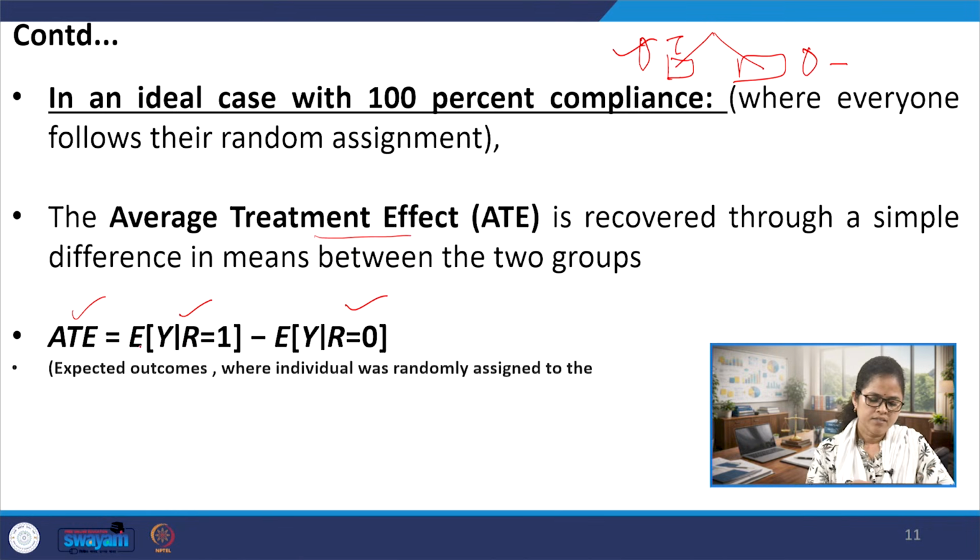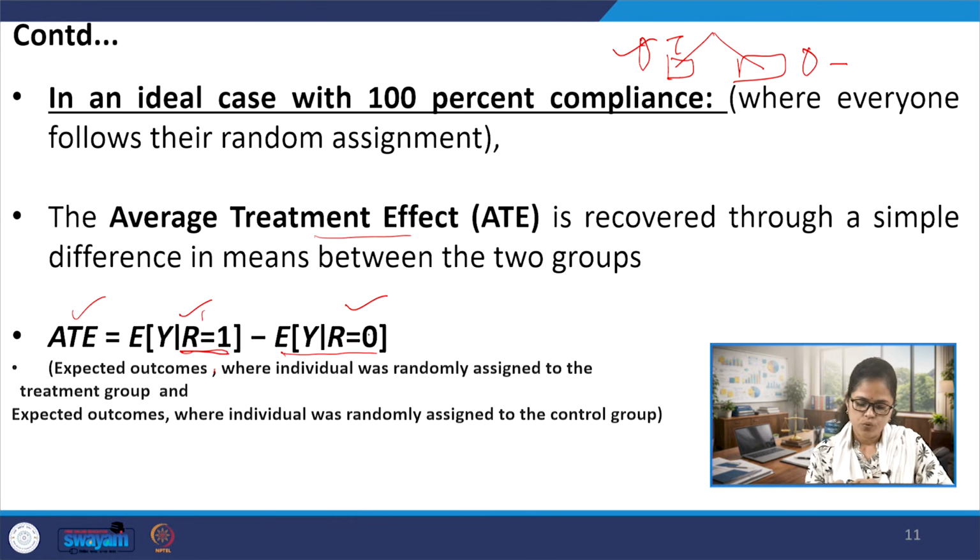Okay, so what is this? We are trying to find out the expected outcomes where individuals were randomly assigned to the treatment group. So R equal to 1 means the individual was randomly assigned to the treatment group, and here the expected outcomes where the individual was randomly assigned to which group? The second group, that is the comparison group or control group. R equal to 1 means your individual was randomly assigned to the treatment group, and R equal to 0 means the individual was randomly assigned to the control group.